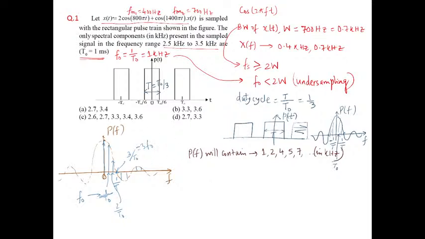Now what will happen when this x(t) is sampled using the signal p(t)? What does the sampling do? If a signal is sampled in time domain, then it becomes periodic in frequency domain. Now let us suppose that this is our X(f). It will have only two frequency components, 0.4 and 0.7.